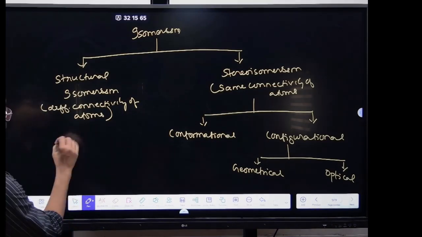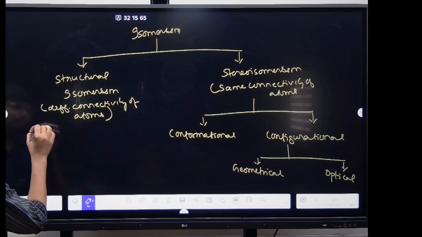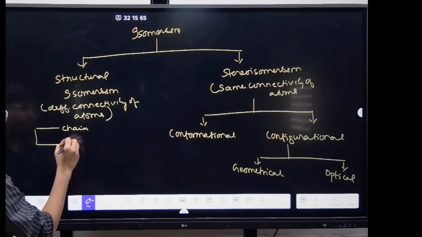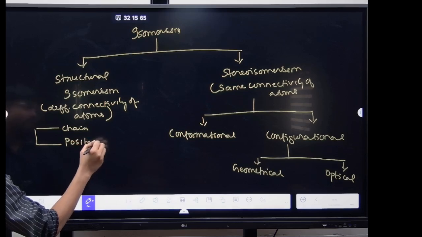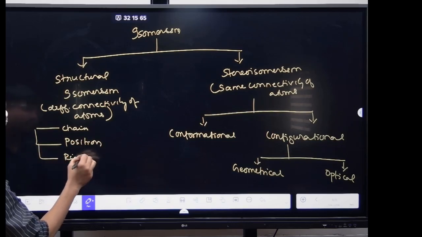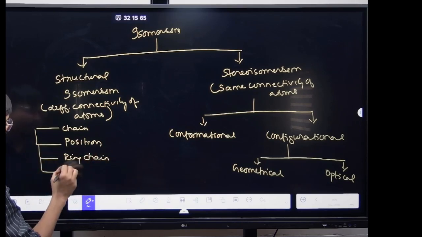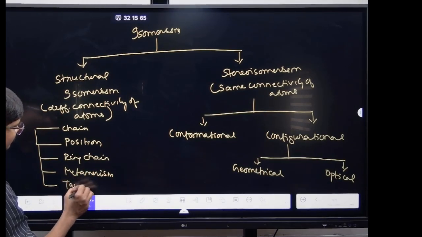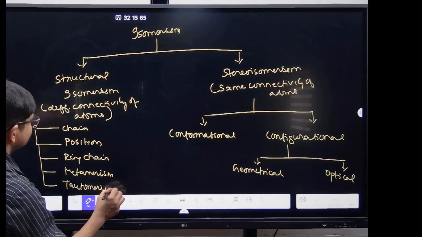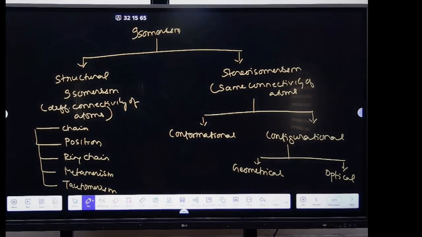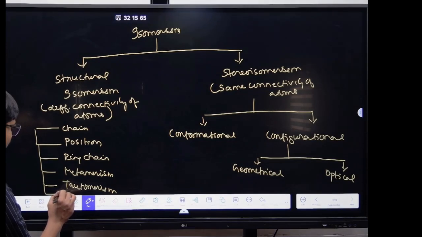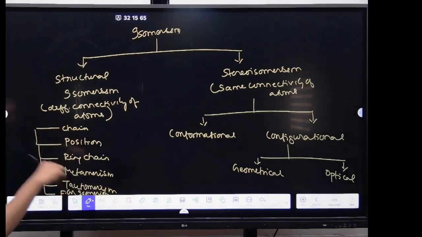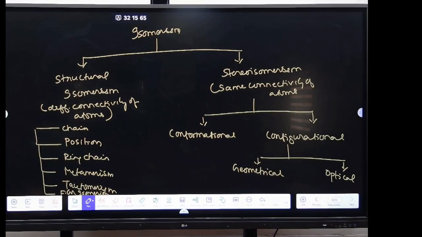In structural isomerism, you will have chain isomerism, position isomerism, third one ring-chain isomerism, then metamerism, tautomerism, and the last one is functional group isomerism. So these are the examples we'll be discussing in the structural isomers and the stereoisomers.